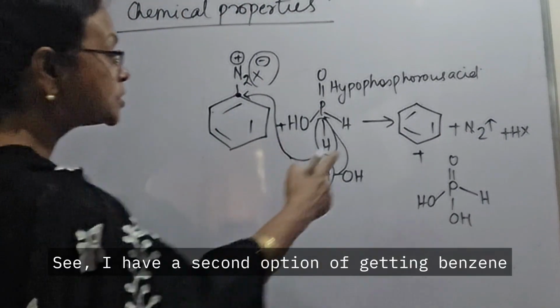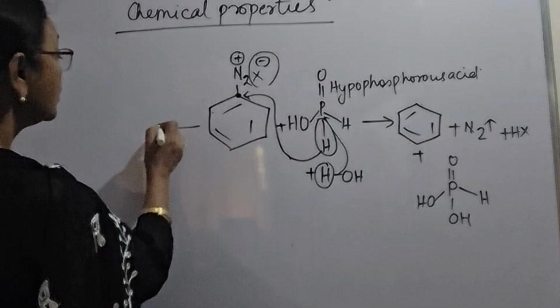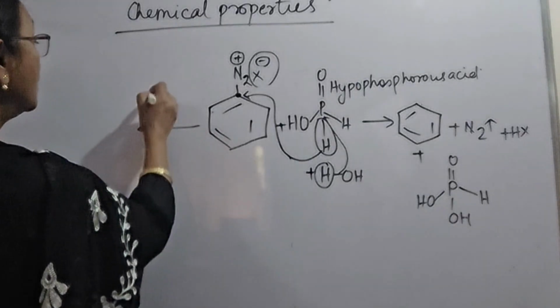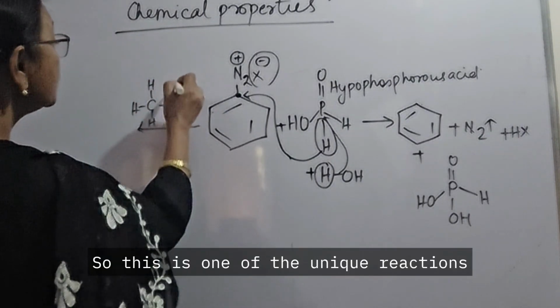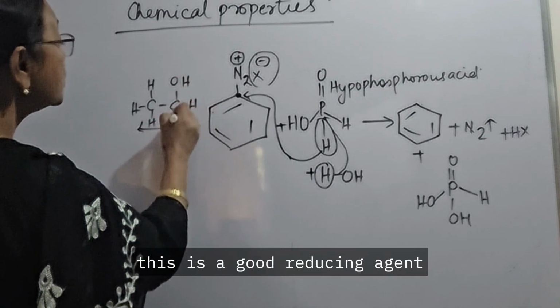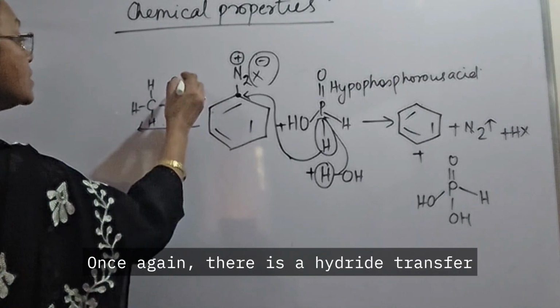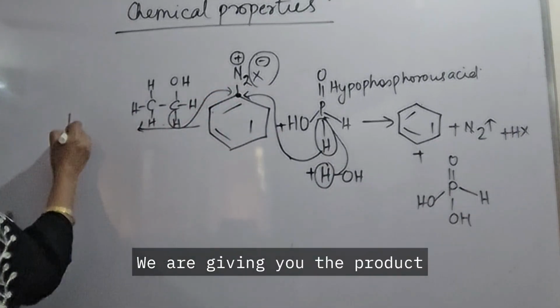Next, the next reaction we'd like to go to is a similar kind of reaction. See, I have a second option of getting benzene from benzene diazonium salt. We use ethanol. Have you heard of ethanol ever being a reducing agent? No, no. So this is one of the unique reactions. Ethanol is a good reducing agent. Once again, there is a hydride transfer. We are giving you the product, which is benzene.